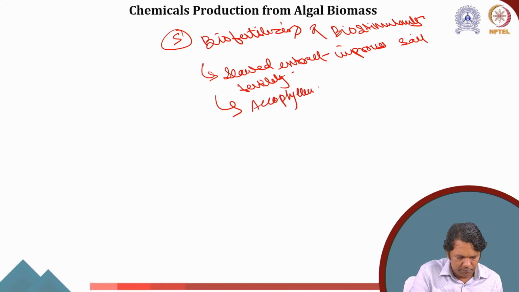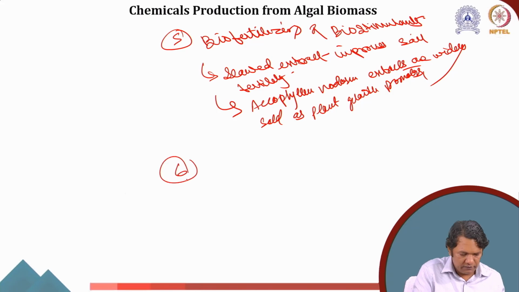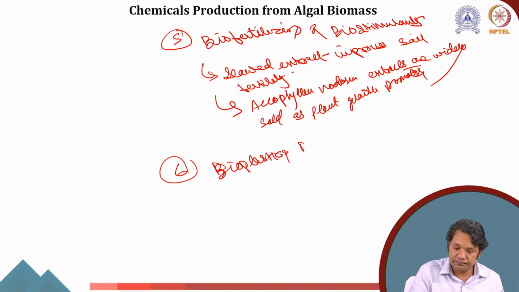The other is, for example, Ascophyllum nodosum extracts are widely sold as plant growth promoters. Okay. Sixth is bioplastics and biopolymers. Bioplastics and biopolymers. Okay.